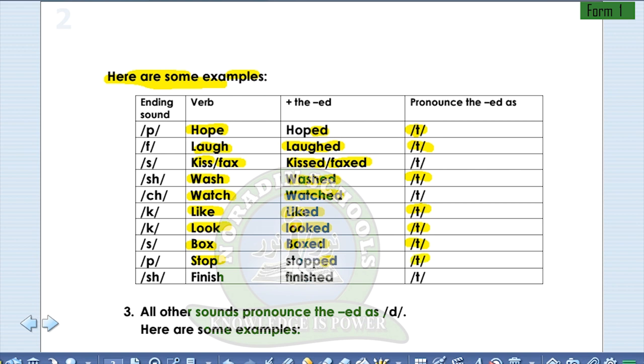The last word of this group has a sh sound at the end, and sh includes the voiceless sounds. Therefore, the ED should be pronounced as T. Look at this: finish, finished, finished, not "finish it." Don't say "finish it." It should be pronounced as finished. We use a T sound at the end.